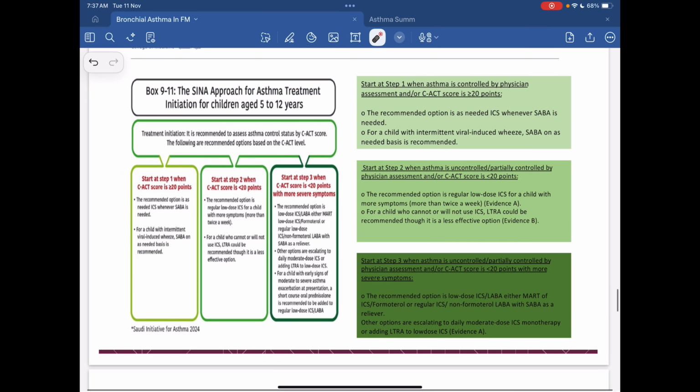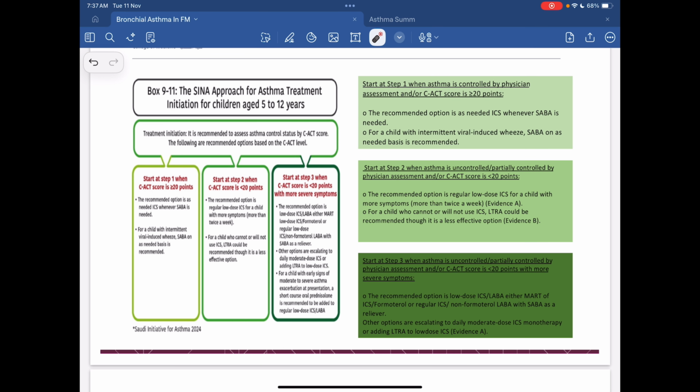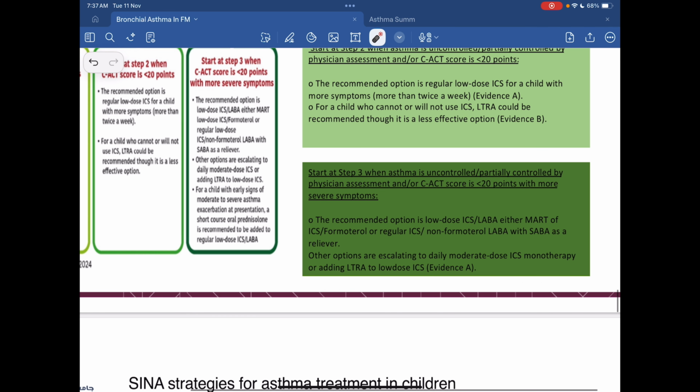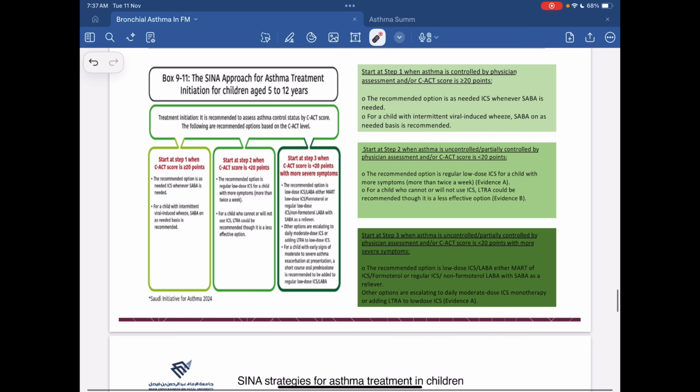Okay، هنا قلنا no SABA. لكن إذا كان عنده viral induced wheeze هنا regular low dose ICS، هنا we introduce SABA. Other options for escalating to daily moderate dose ICS monotherapy, or adding a leukotriene receptor antagonist to the low dose ICS. أهم شيء هنا لو شفتوا في 3 we want to keep a low dose، على عكس حق الadults. هذا 5 to 12 similar حق الadults، لكن نبغى low dose all the time.